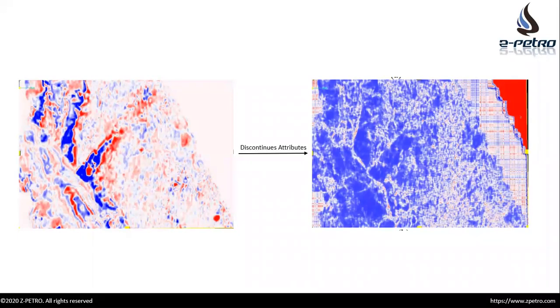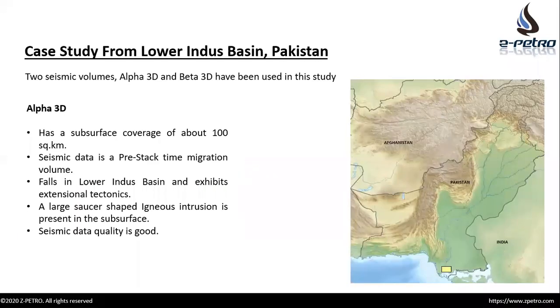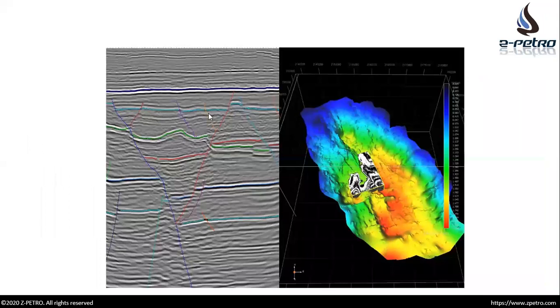All right. For example, let us consider a case study of a block, alpha 3D, which is almost 100 square kilometers, and it is a pre-stack time migration volume. This one is, for example, the XYZ reservoir, and this is my reservoir map. You can see the highest values and also the lowest values there.